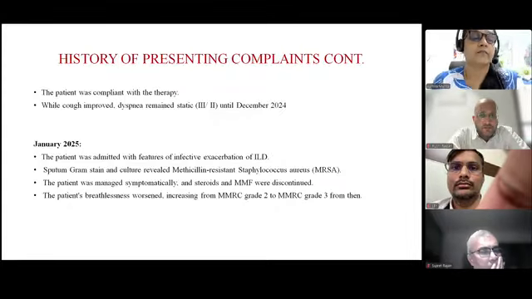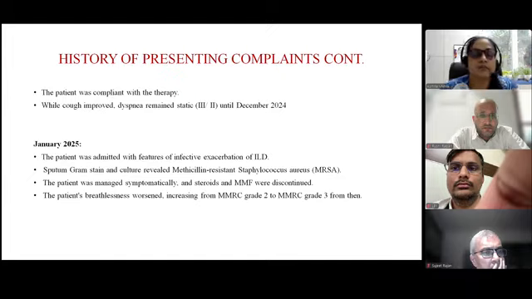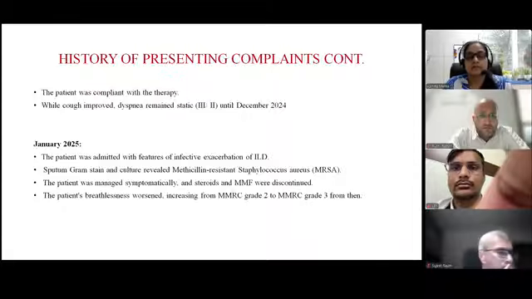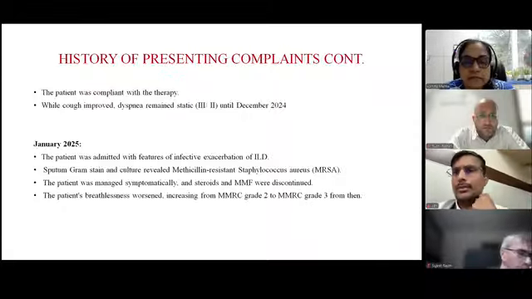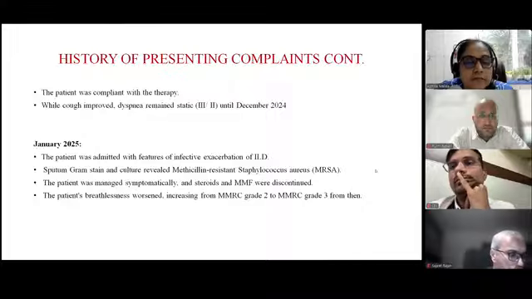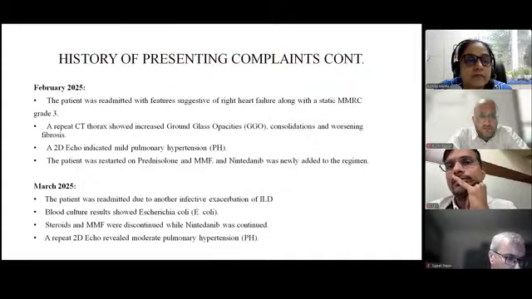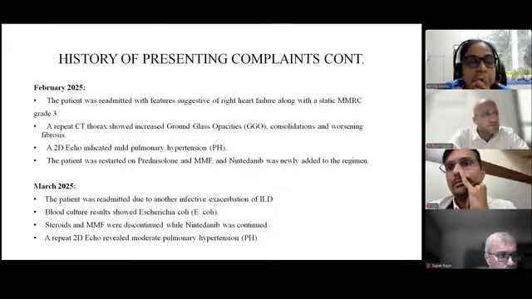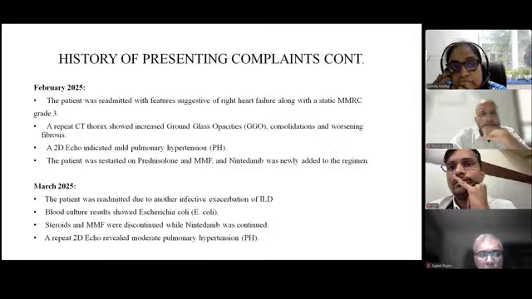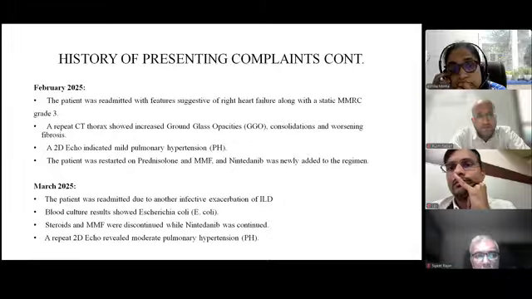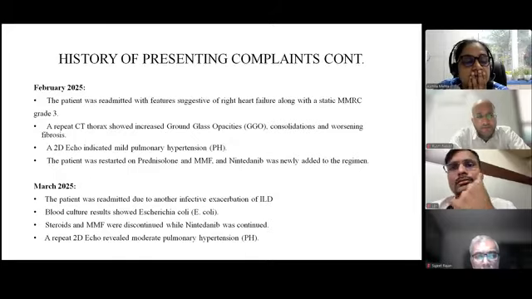Now, things started changing in January 25, approximately a year after the therapy of immunosuppressants, when she developed an infective exacerbation, was detected with MRSA pneumonia, and was managed symptomatically. During that time, steroid and MMF were discontinued. Then again in February 25, around a month later, she developed features of right heart failure with swelling all over the body suddenly. During this admission, she underwent an HRCT again, which revealed GGOs, consolidations, and worsening fibrosis.